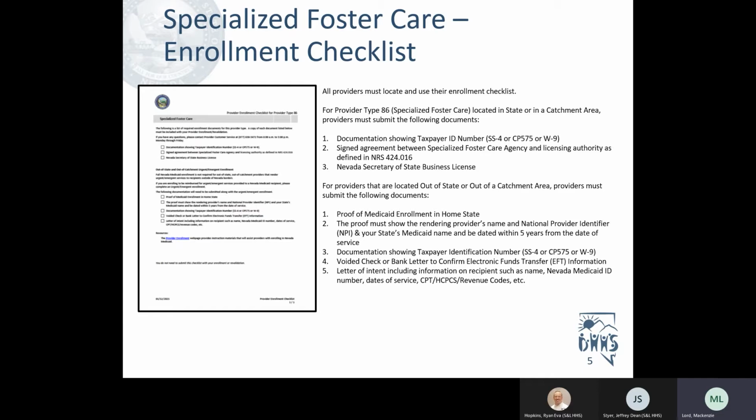We also need a copy of your Secretary of State business license. For any provider who is out of state and out of our catchment areas, you would need to submit proof of Medicaid enrollment in your home state. We also need proof of the NPI, provider's name, again, proof of that tax ID, a voided check or a bank letter for your EFT information, and then a letter of intent, and that can include recipient information or just why you want to be enrolled with Nevada Medicaid if you are an out of state provider.